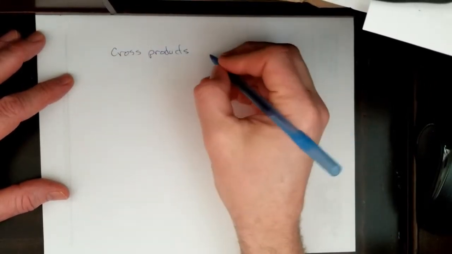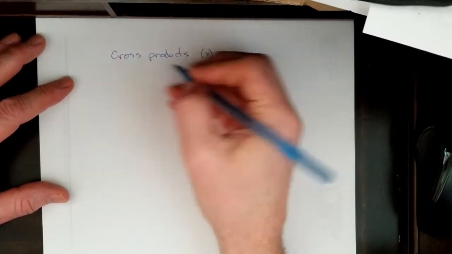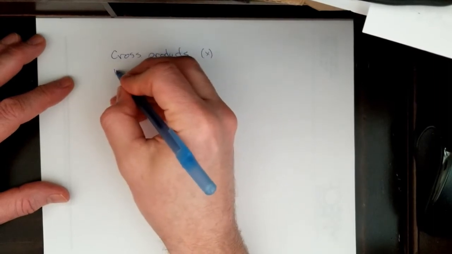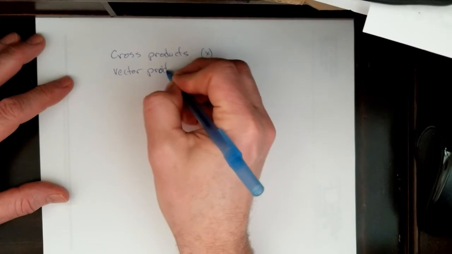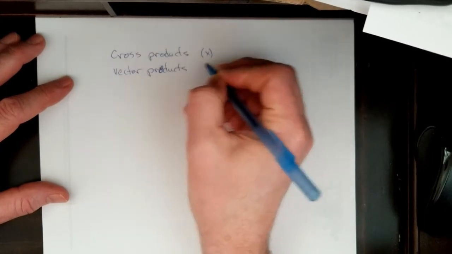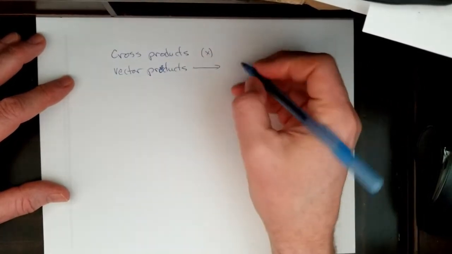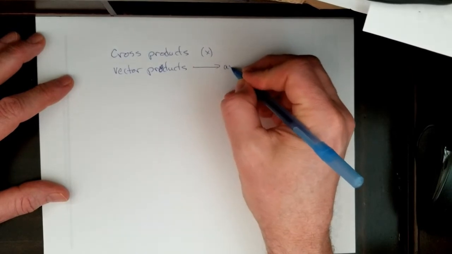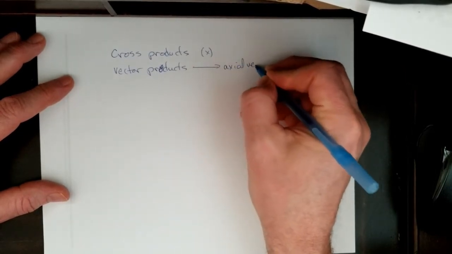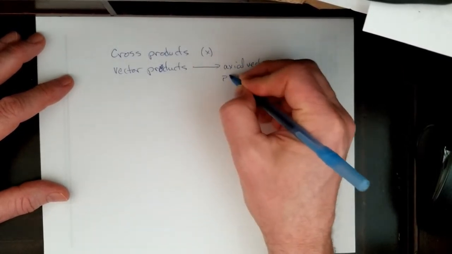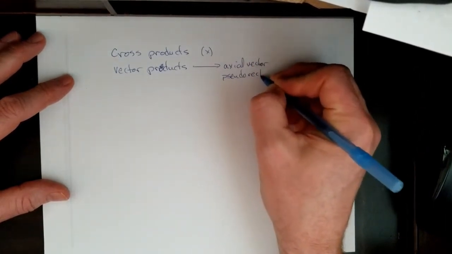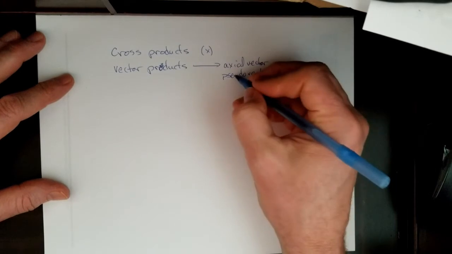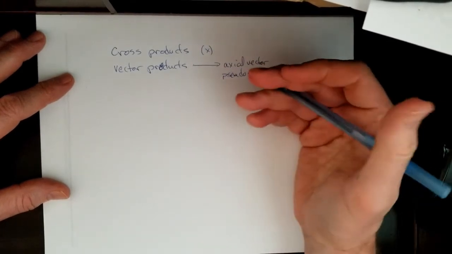All right, cross products are symbolized by the fact that there's a cross. They're also called vector products because what they produce looks a whole lot like a vector. Technically, it creates an axial vector, what used to be called a pseudo vector. However, for anything that we're doing in this class, you can treat it like a vector.